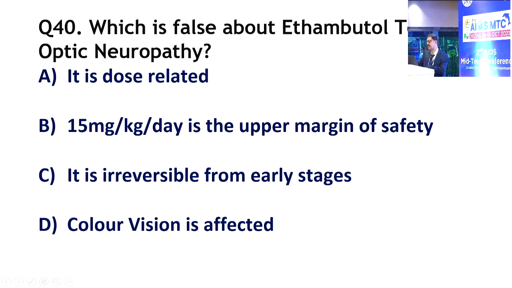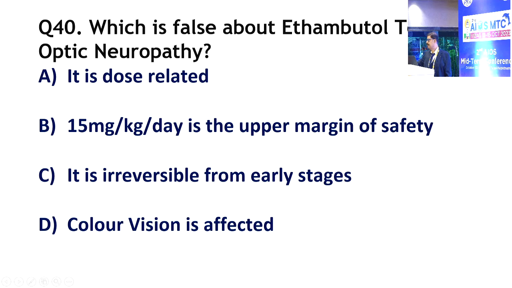Question number 40. Which is false about ethambutol toxic optic neuropathy? This is a very important question, and I asked this with a purpose. Option A, it is dose related. Option B, 15 milligrams per kg per day is the upper margin of safety. Option C, it is irreversible from early stages. Option D, color vision is affected.